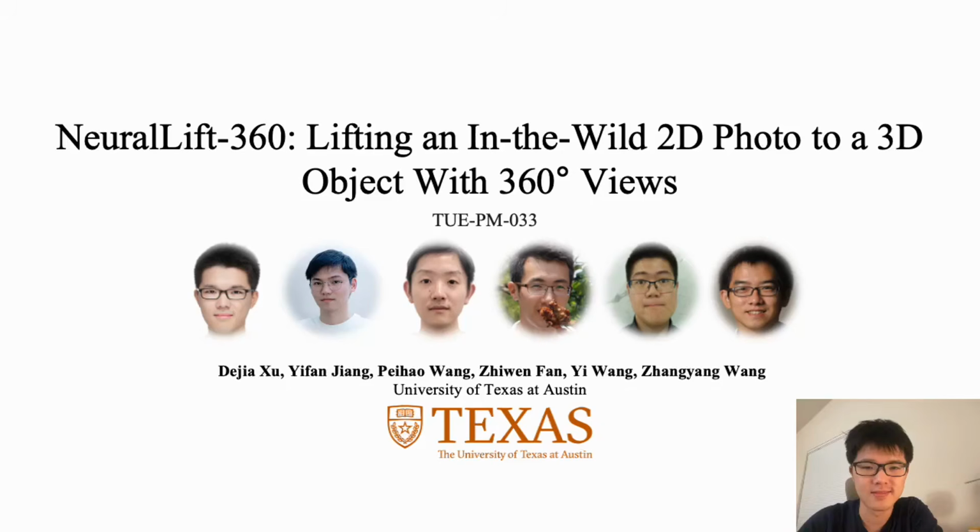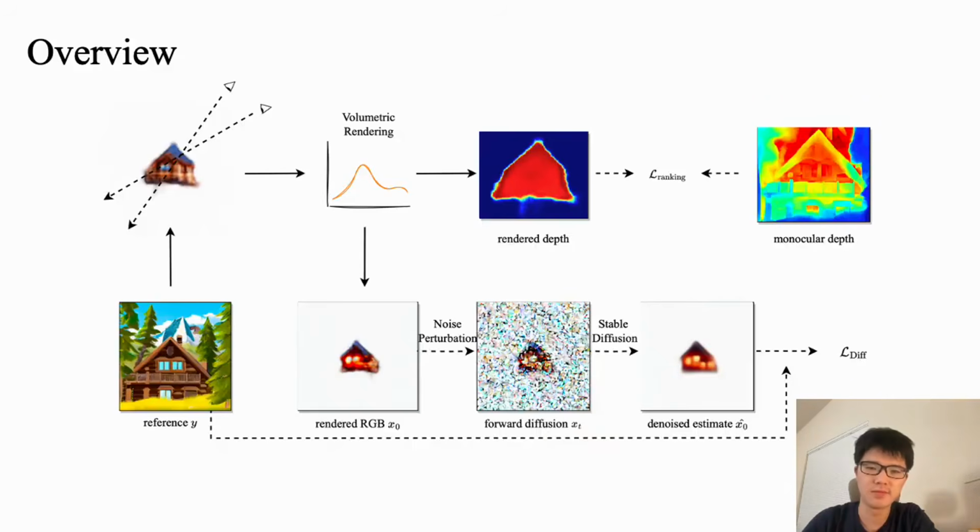This is a high-level... Hi, I'm Dejia Xu, a PhD student at the University of Texas at Austin. I'm glad to present our paper, NeuralLift-360, lifting an in-the-wild 2D photo to a 3D object with 360-degree views. I'll first give an overview of our proposed method.